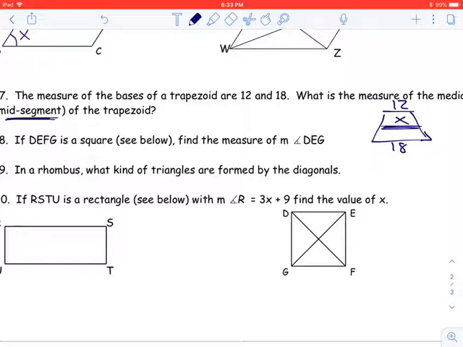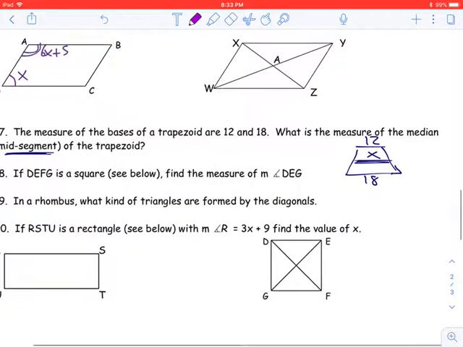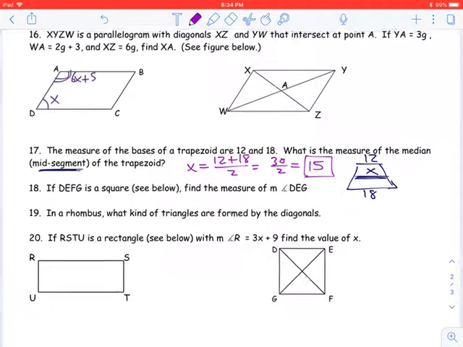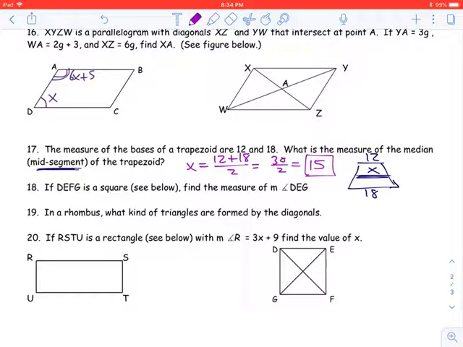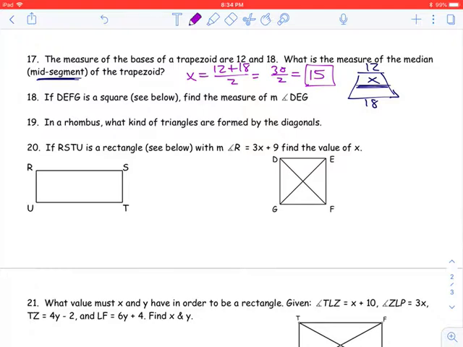Okay, so what we talked about in class is that the mid-segment is the sum of the two bases divided by 2. So in this case, it's going to be x equals 12 plus 18, the two bases, all divided by 2. And so that's 30 divided by 2, which is 15. And that's it. Okay, so again, that's a formula that you're given on the test, so you don't have to memorize that. And then number 19, last one from this page.